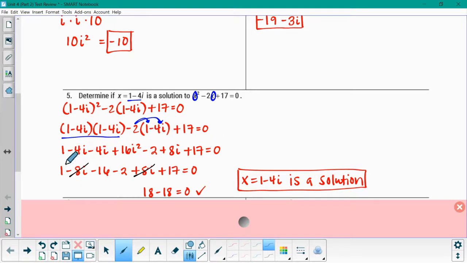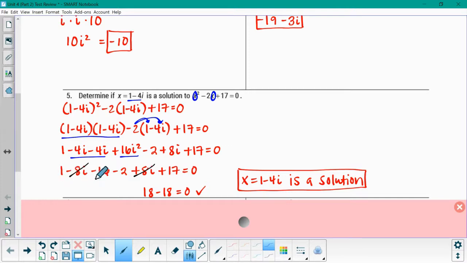I did a little bit of simplification. I combined this to be -8i. I simplified 16i squared to be -16. And here it's going to require us to start canceling some things out. -8i plus 8i cancel each other out.